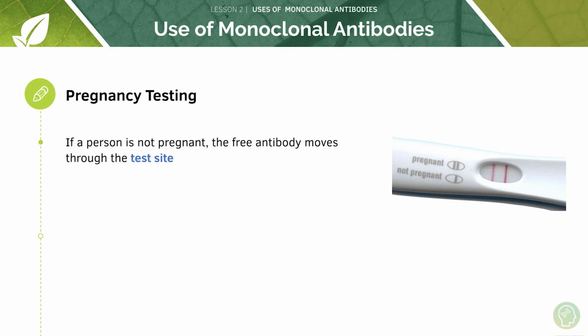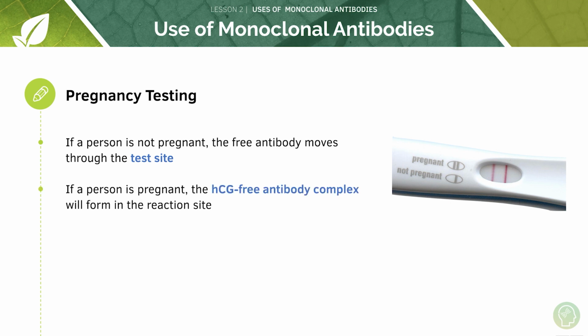So, as I've just said, if a person is not pregnant, the free antibody moves straight through the test site, straight through to the control site, so you only get one band forming in the non-pregnant woman.